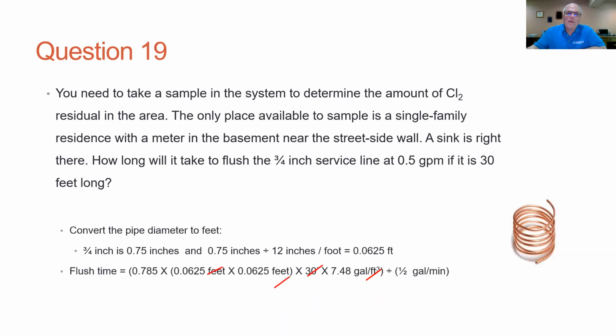My feet are going to cancel out with the cubic feet, and the gallons are going to cancel out, leaving me in minutes. And I come up with a flush time of 0.688 divided by half a gallon per minute, 1.37 minutes, or 1 minute and 22 seconds. So a minute and a half, say, I flush the line out at a reasonable flush rate, and I'm pretty sure that I'm going to get water coming up from the main.